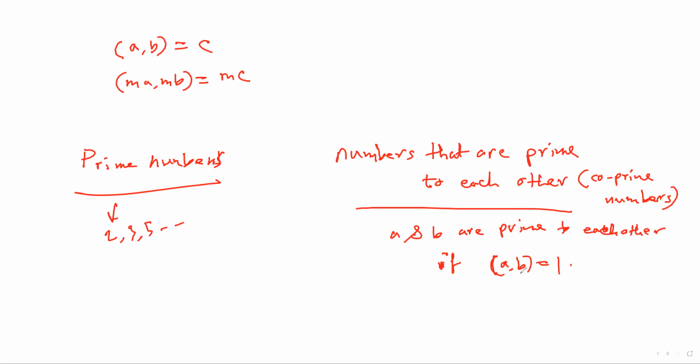It would mean that they do not share any common factor. So in that sense, 12 and 57, not 57, but 49. None of these two are prime numbers, but they do not share any common factors. So we are going to call them co-prime or prime to each other. So 12 and 49 are prime to each other, even though none of them is a prime number. So these are the two ideas.